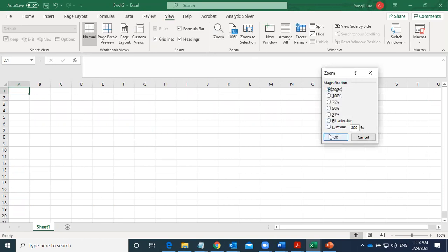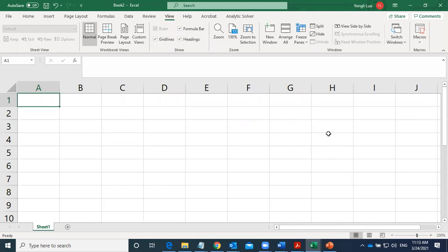Okay, the regular calculator you cannot use. Okay, it's different. Yeah, it's quite different.